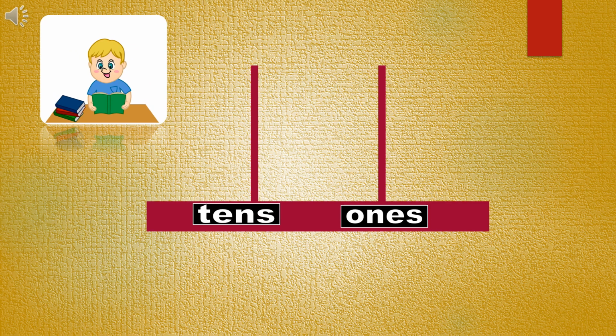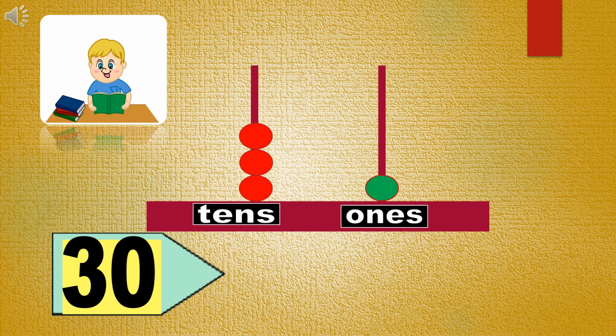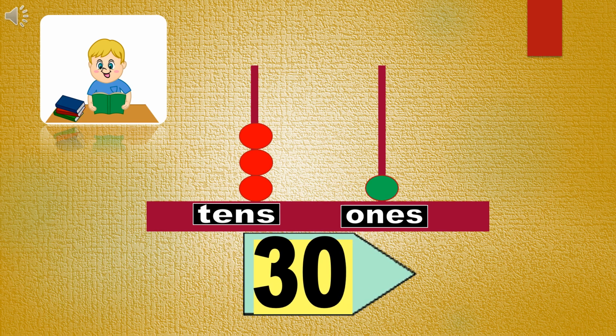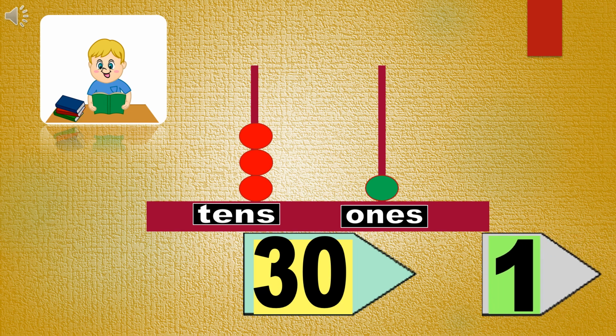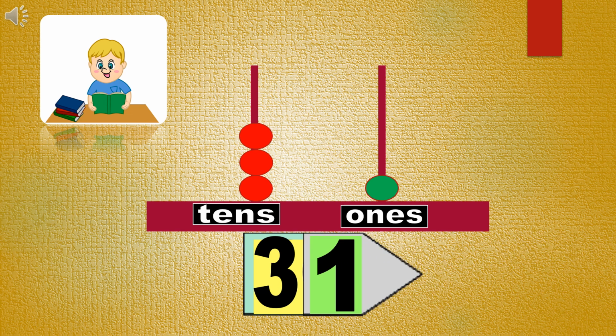Now children, let us see another example. Let's see how many beads would come in the tens place. Okay, so there are 3 beads in the tens place and 1 bead in the ones place. So we have 3 tens or the number 30 and 1 in the ones place. So 30 plus 1, our number is 31.